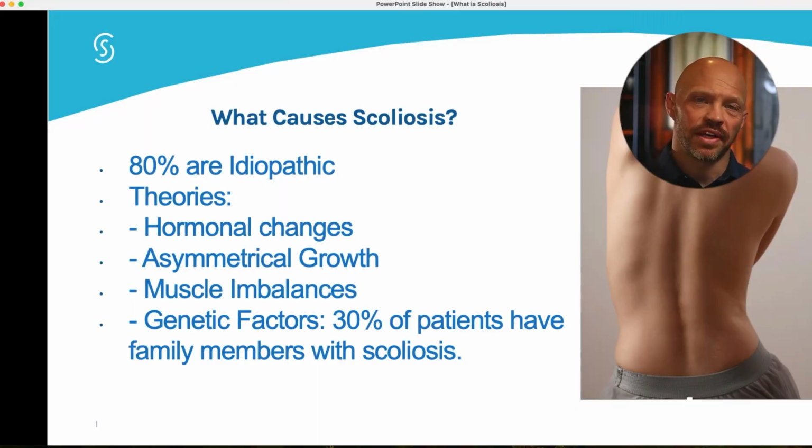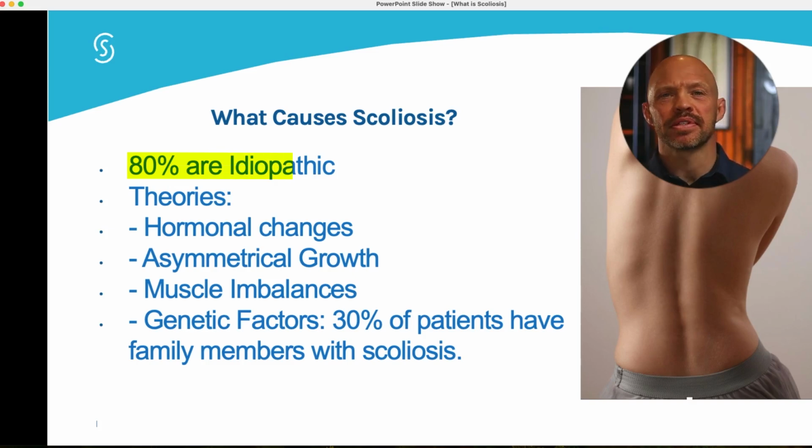Now, what actually causes scoliosis? 80% of all scoliosis is actually considered idiopathic. Idiopathic is just a big fancy word which means no known cause. But I'm going to explain in detail what actually happens.